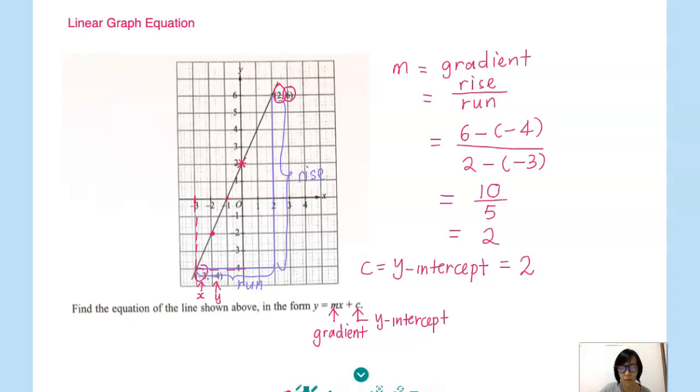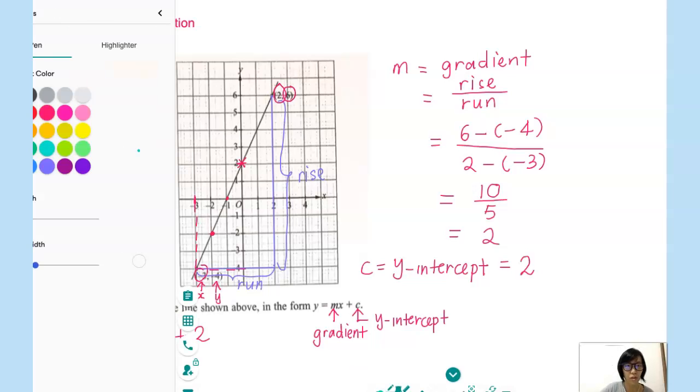Therefore, we're going to put in the values of m and c. So we have y equals 2x plus 2. This will give you the unique equation for this particular straight line. Well, we can actually do a double check whether we got the equation correct.